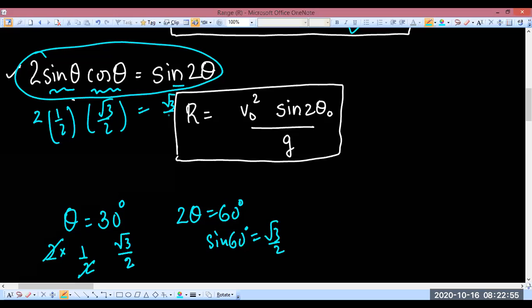Here you get sine 60, so that is root 3 by 2. Hooray! Left side is equal to right side. This is not called proof.